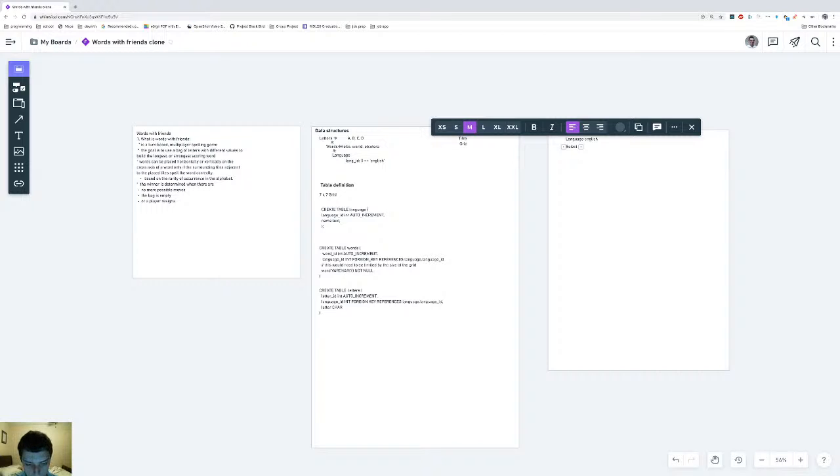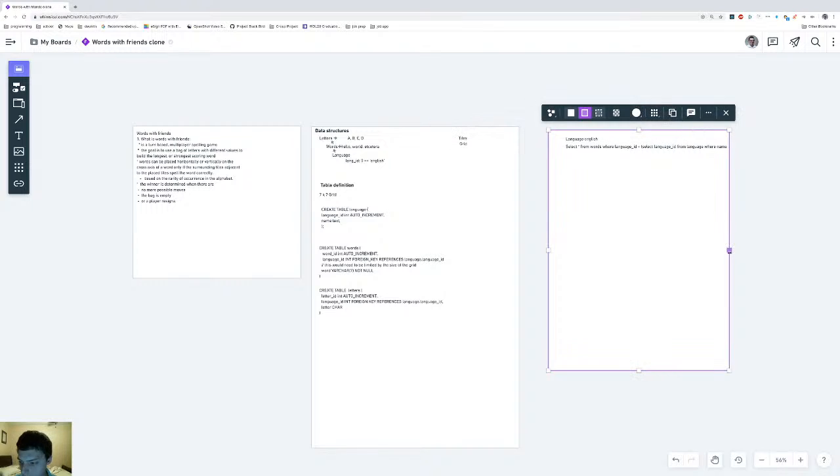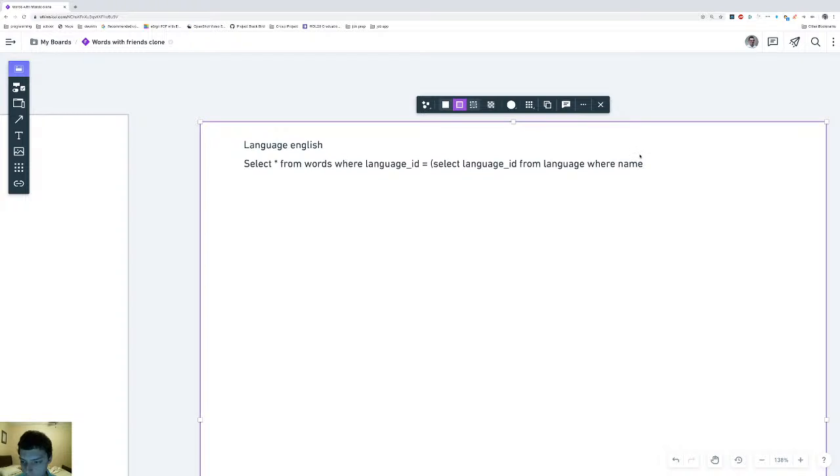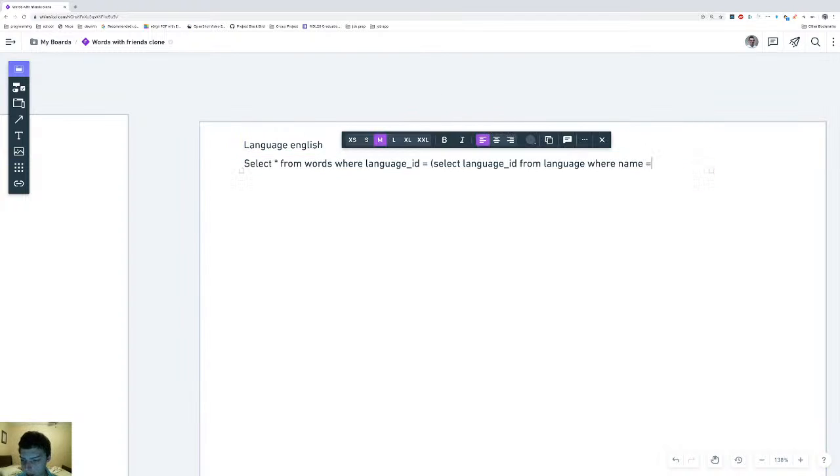select star from words, get all words, where language equals select language ID from language where, in case we have name, name equals English.